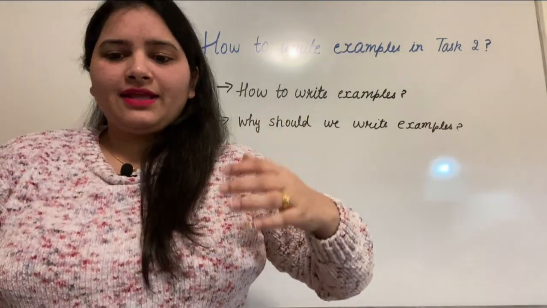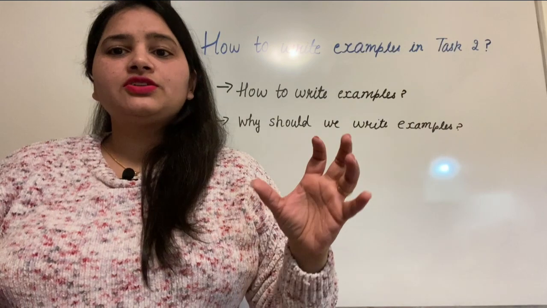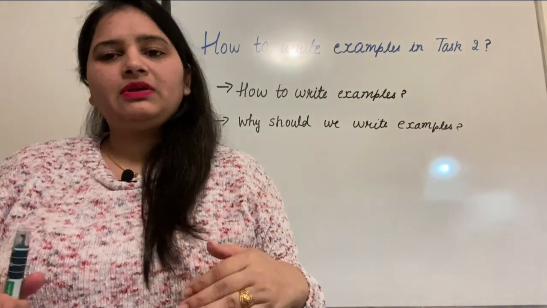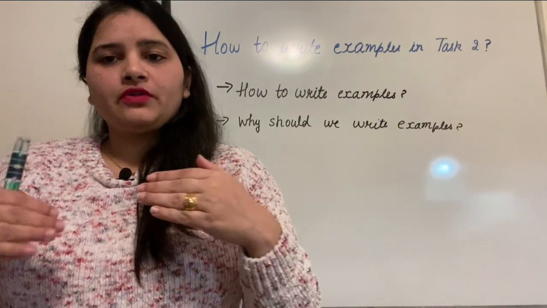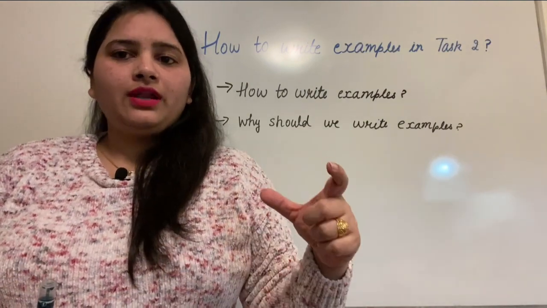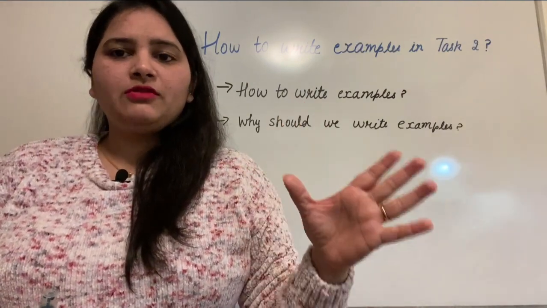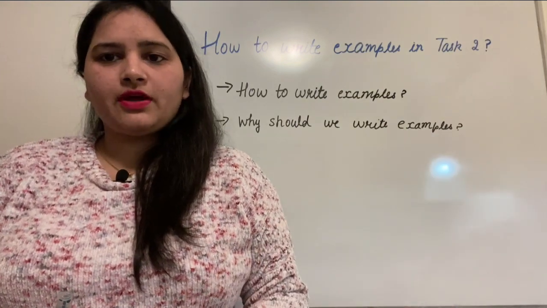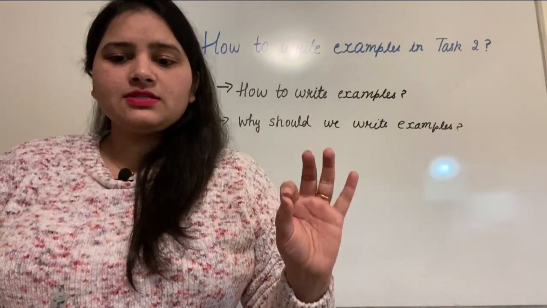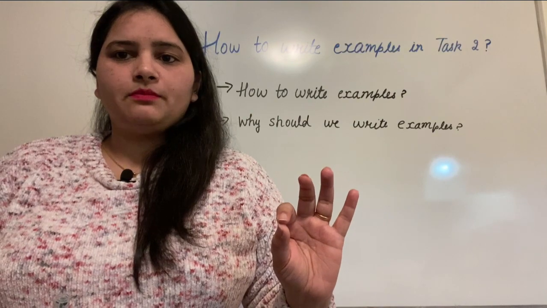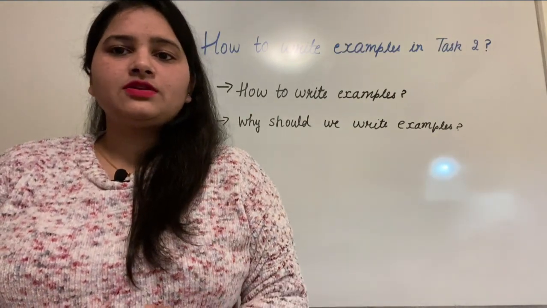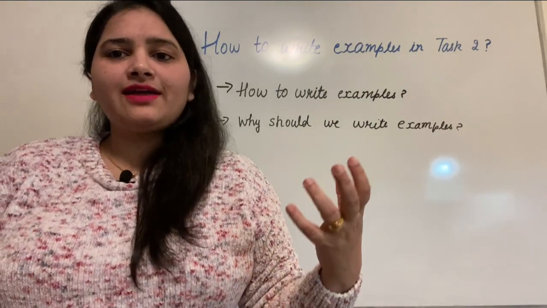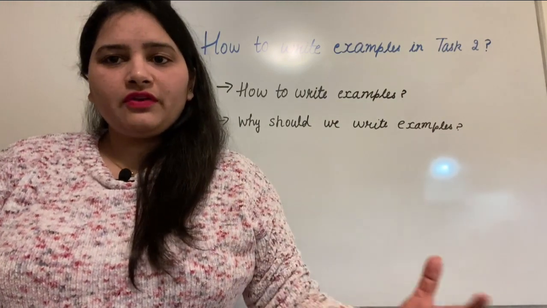Okay, so in an essay, we need to write two examples. In both the BPs, we need to write one example. This is how we write an essay when we are aiming for a 7 or 7 plus band score. This is a must: you should write an example, and if you're not writing examples you will not be able to get a 7 or 7 plus band score, because this is an effective way to show your way of writing.